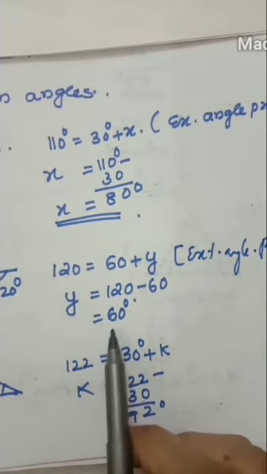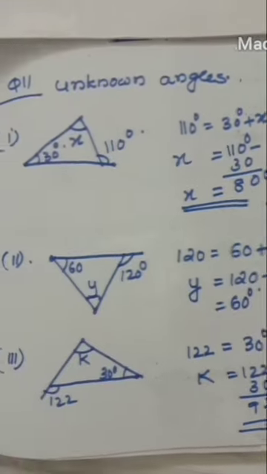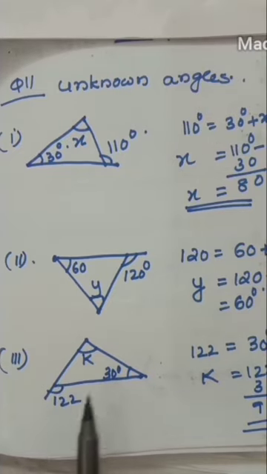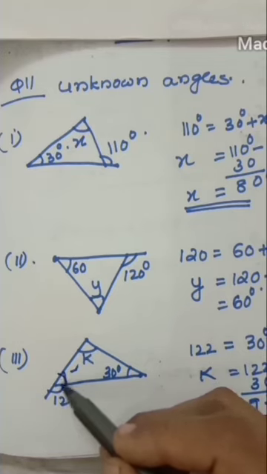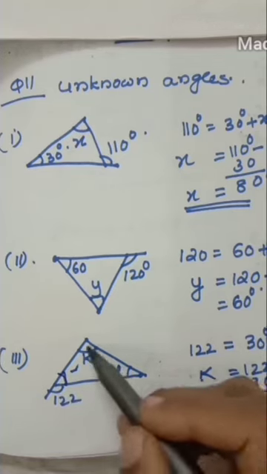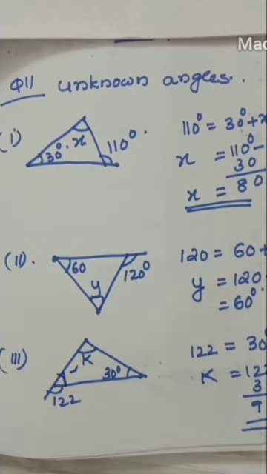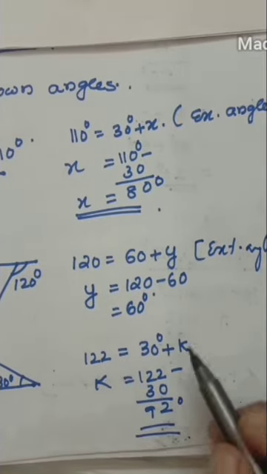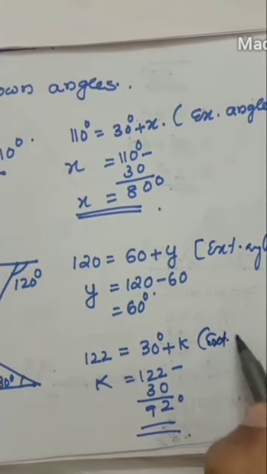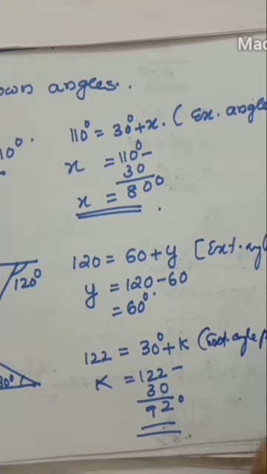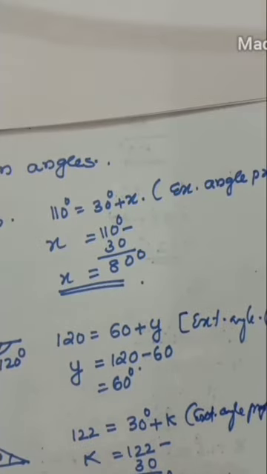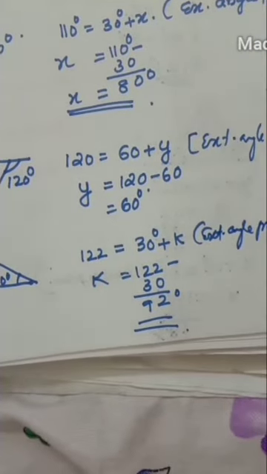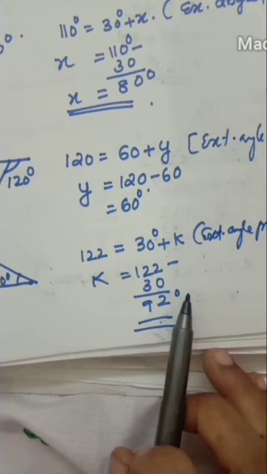Then 60 you can move here, 60 degree. Like that only here also. Exterior angle is 122. So 30 plus k equal to, this is adjacent angle, children. Adjacent angle you not add, okay? Opposite interior angle only. So 30 plus k equal to 122. And here also you have to write exterior angle property. Reason compulsory. And 30 you take it here, you will get 92 degree. Clear?